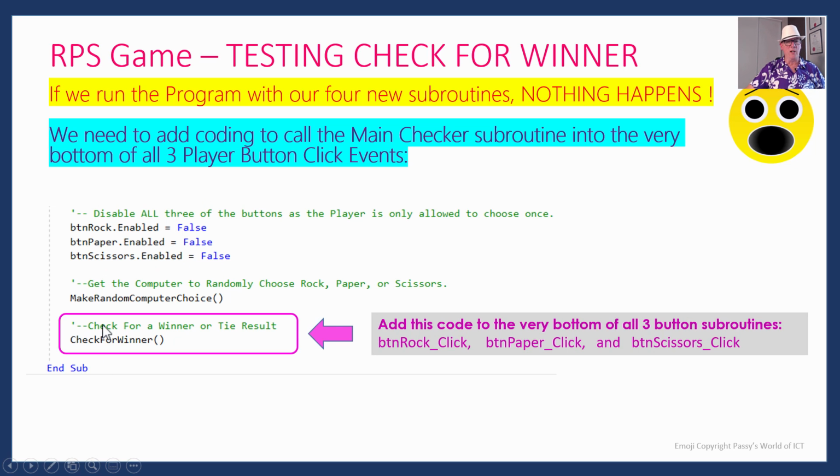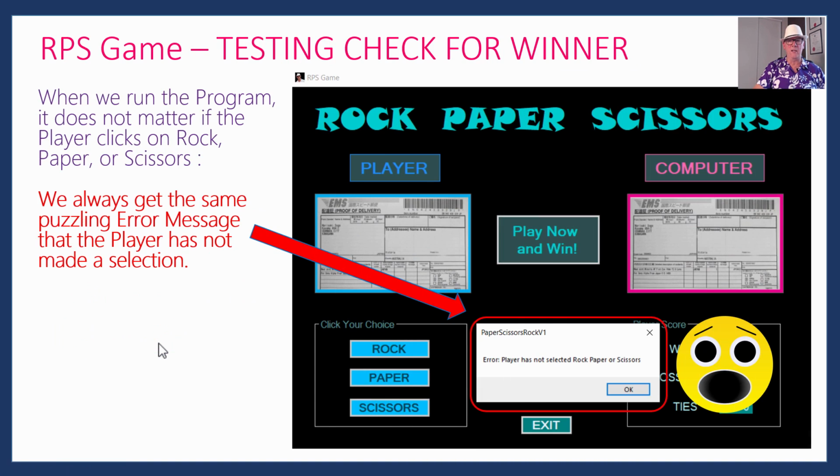If we go down the bottom of that subroutine, we're going to have a check for winners. So tell it to go off and do that check for winners subroutine. And we need to put that down the bottom of BTN rock click, BTN paper click, and BTN scissors click subroutines. So we're back to our player button click subroutines again, which are kind of up near the middle part of our program. And we're adding some more stuff in the bottom, telling it to go off and check for winner. So you need to put that in. That should be quick and easy.